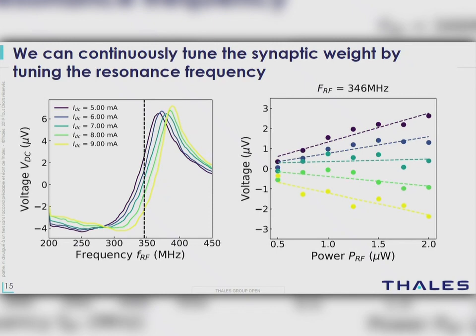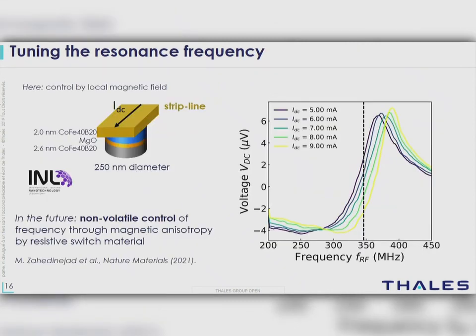Okay, so here I have told you we change the frequency of a device. How do we actually do this? In what I will show you today, we use a dirty experimental trick, which is to generate a local magnetic field by having a strip line on top of a device. We send some current, you get an Ørsted field, and you can modify the resonance.